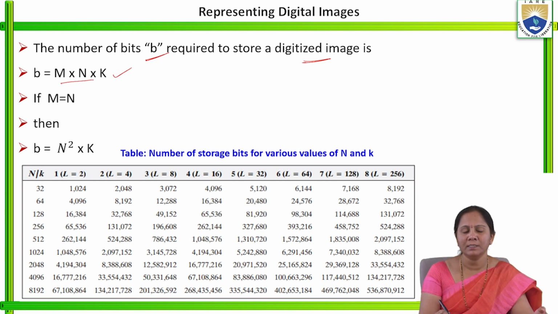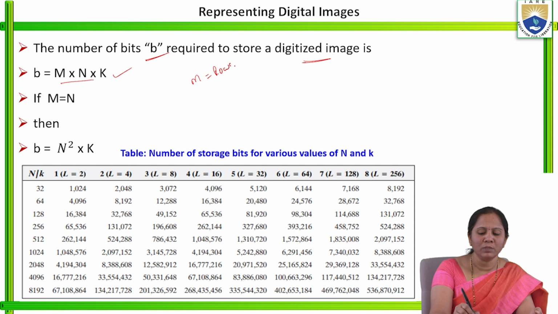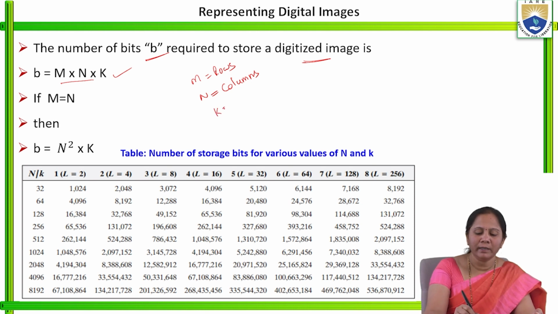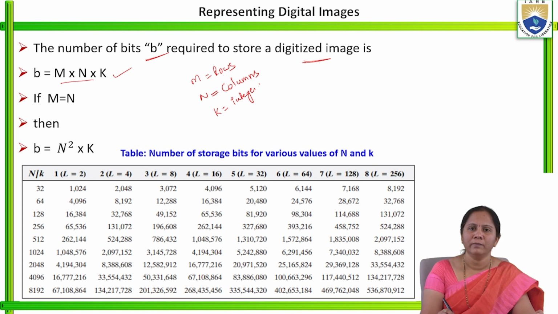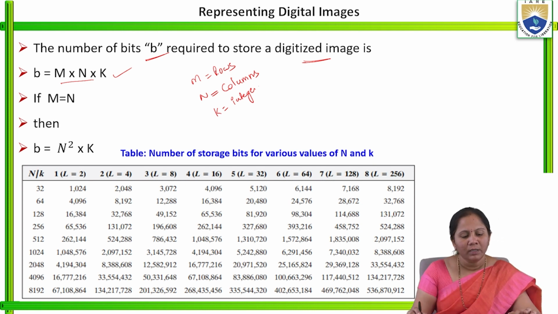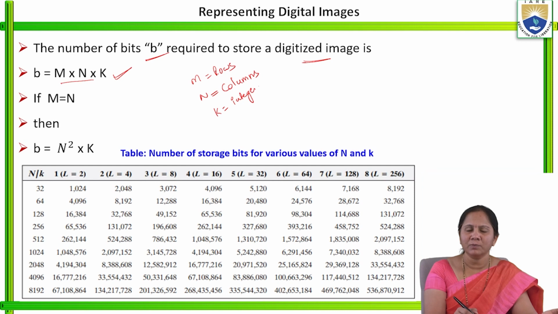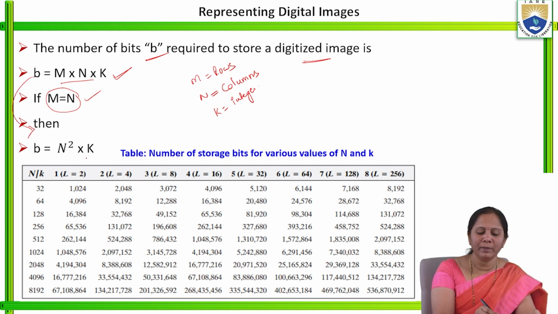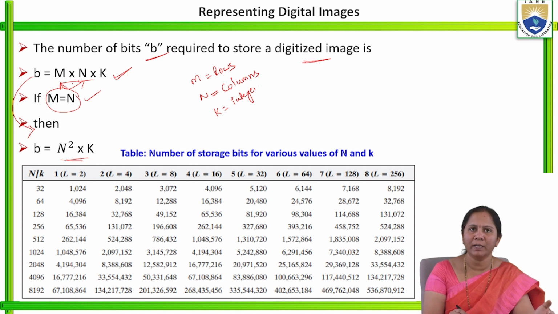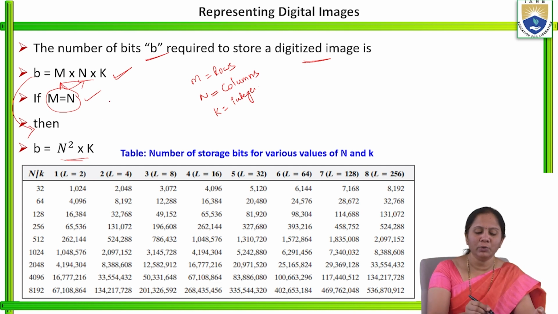Here m represents the number of rows and n represents the number of columns, and k represents an integer value. So b is equal to m into n into k. If we consider an image represented in a matrix, and in that matrix the values of rows and columns are the same, then we can write m is equal to n. Then the formula of b will be modified as n square into k, because m is equal to n, both will become n, and it is represented as n square into k.